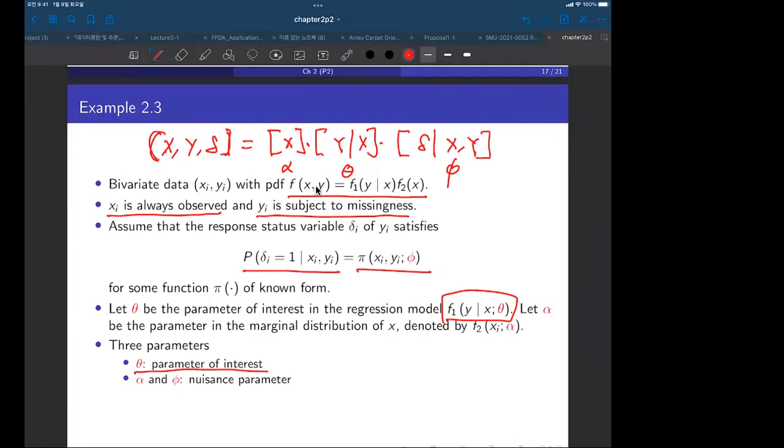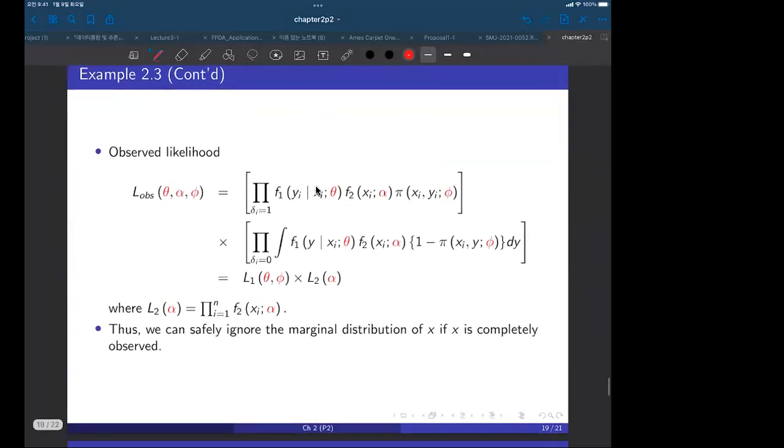Okay, but we have a different level of interest. We are mainly interested in estimating theta. And this is kind of a noiseless parameter, in the sense that this model is what we use in order to solve the problem, right?